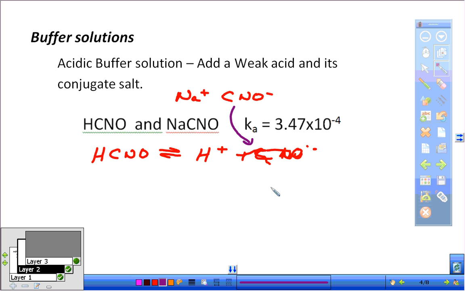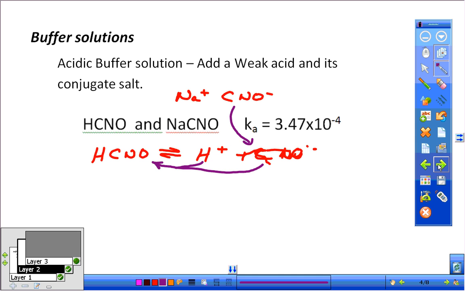And if you remember from equilibrium, if we add something that is already in the reaction, it's going to push away from that side. So by adding this, it's going to need to produce some more reactant. But in the process of doing that, it pulls some of this hydrogen with it. So what we're essentially doing in a buffered solution is storing up those hydrogens for later on.